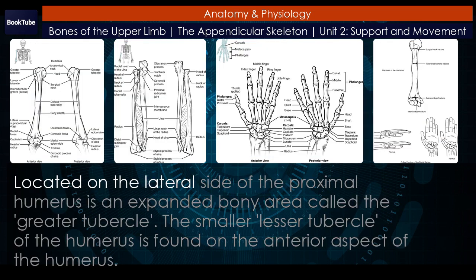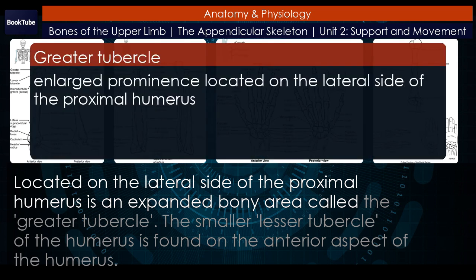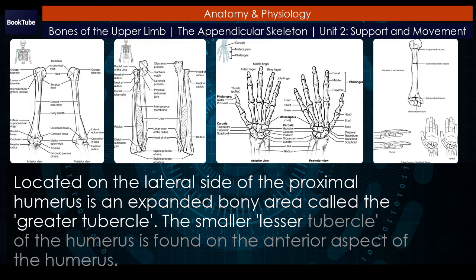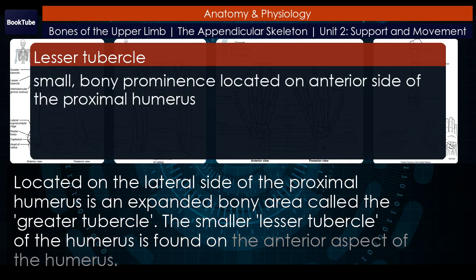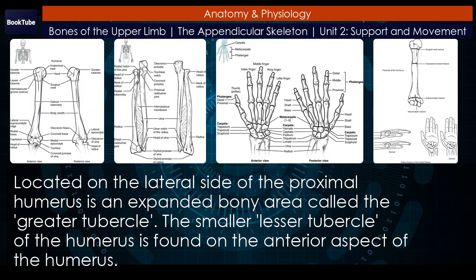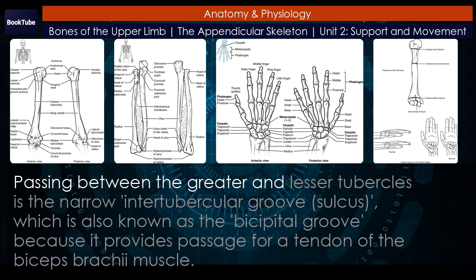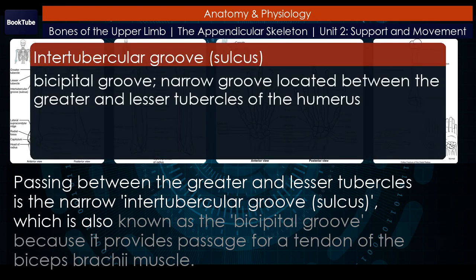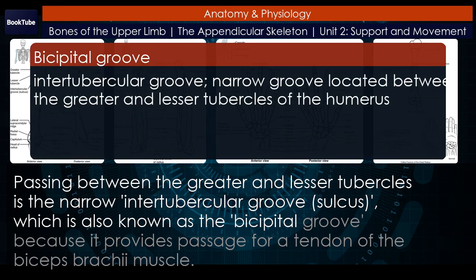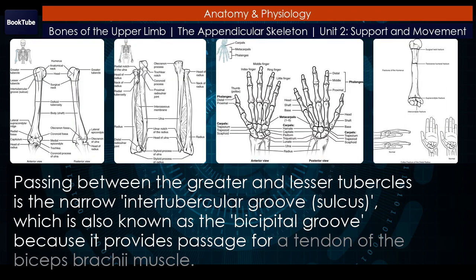Located on the lateral side of the proximal humerus is an expanded bony area called the greater tubercle. The smaller, lesser tubercle of the humerus is found on the anterior aspect of the humerus. Both the greater and lesser tubercles serve as attachment sites for muscles that act across the shoulder joint. Passing between the greater and lesser tubercles is the narrow intertubercular groove, sulcus, which is also known as the bicipital groove, because it provides passage for a tendon of the biceps brachii muscle.